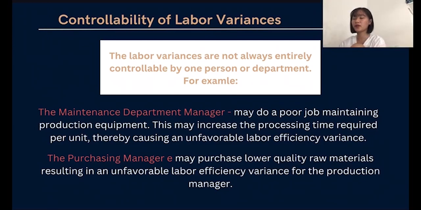The maintenance department manager may do a poor job maintaining production equipment. This may increase the processing time required per unit, thereby causing an unfavorable labor efficiency variance. Next is the purchasing manager. It may purchase lower quality raw materials, resulting in an unfavorable labor efficiency variance for the production manager.